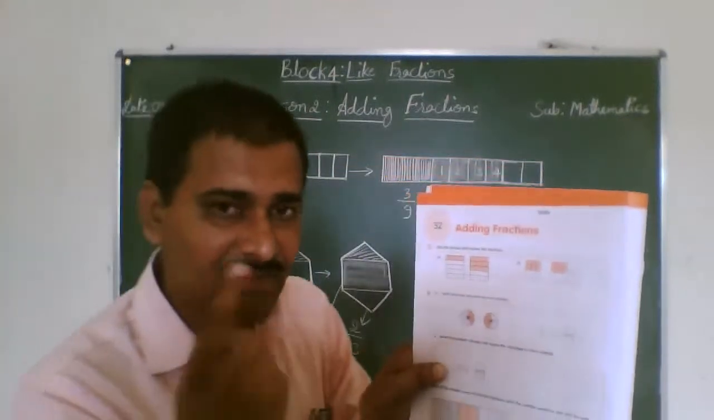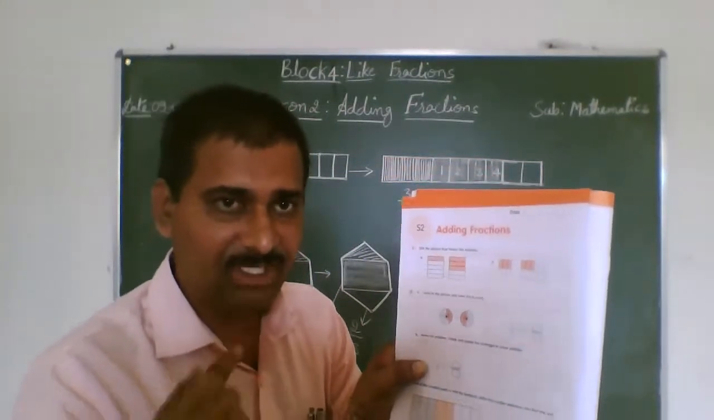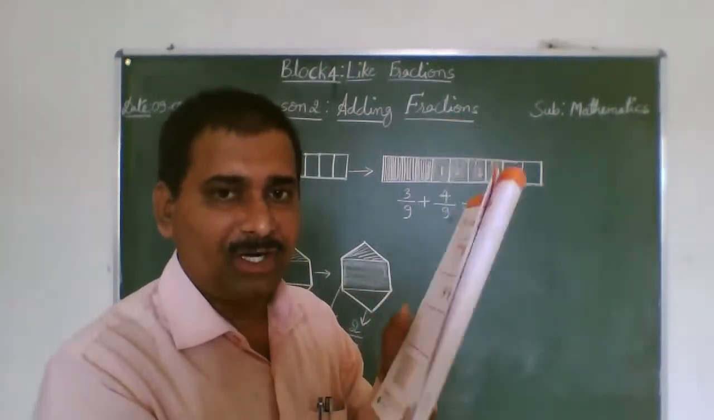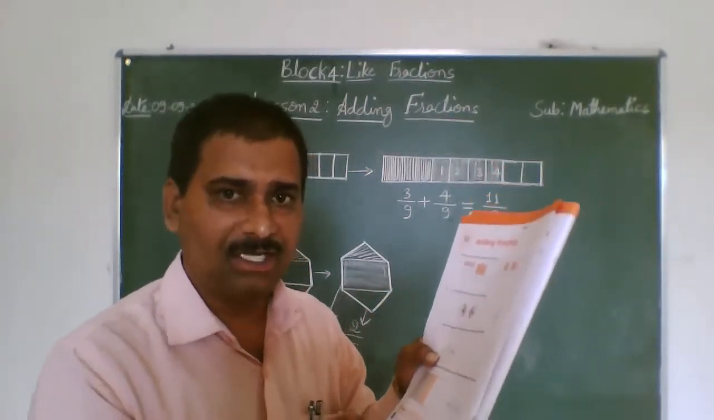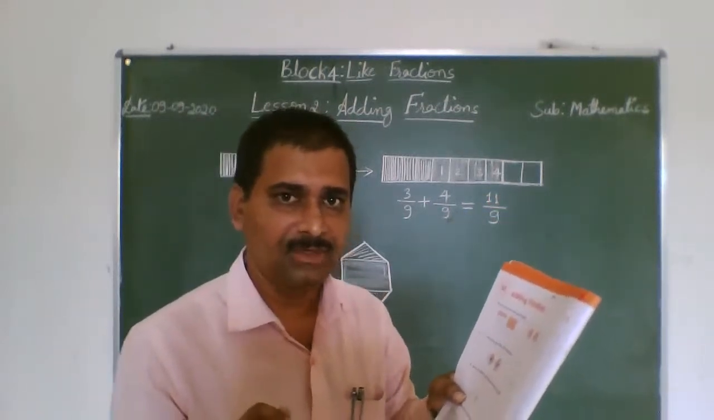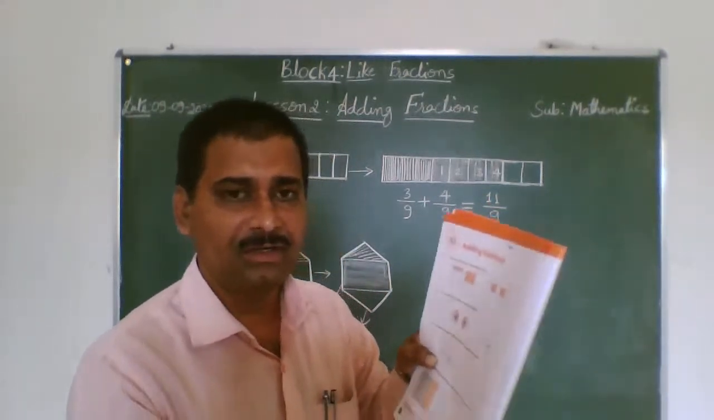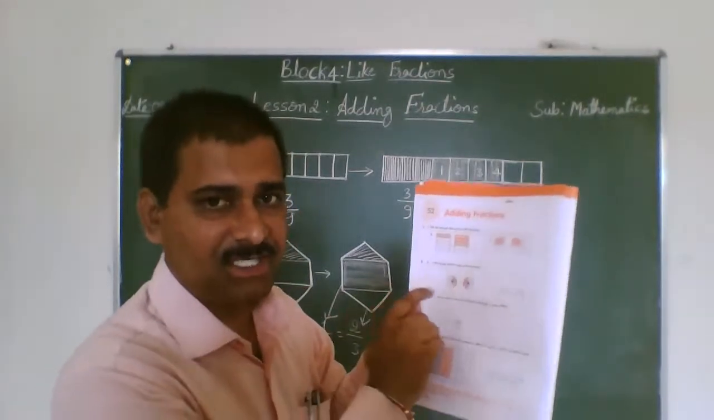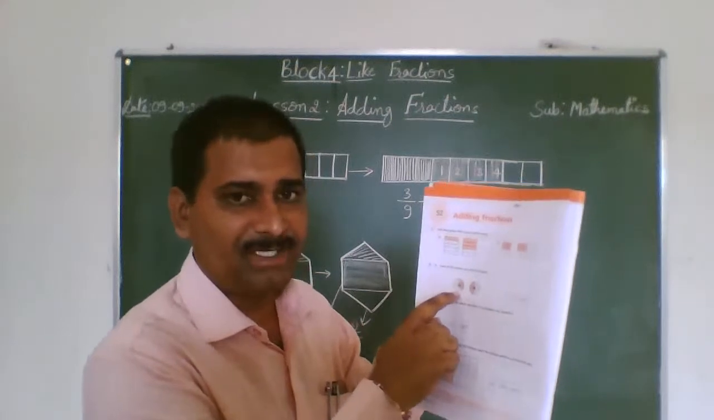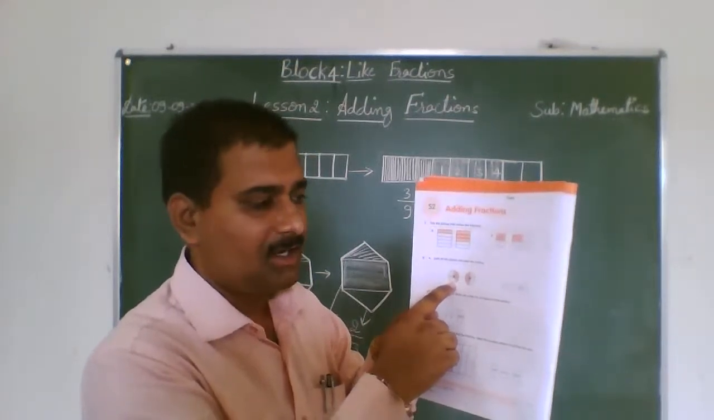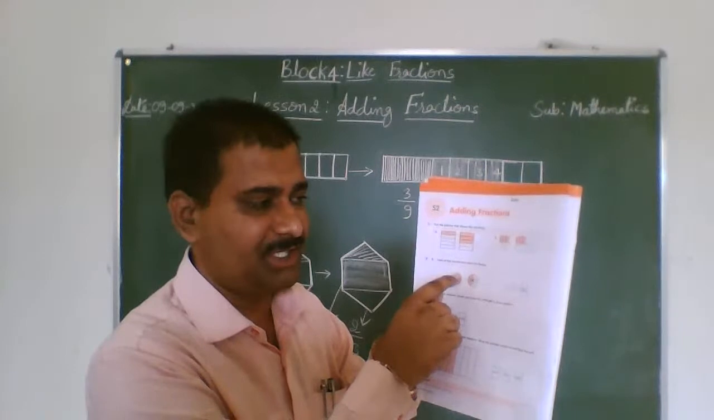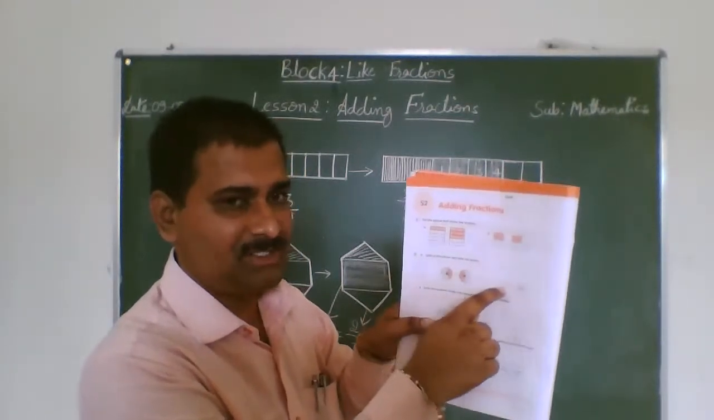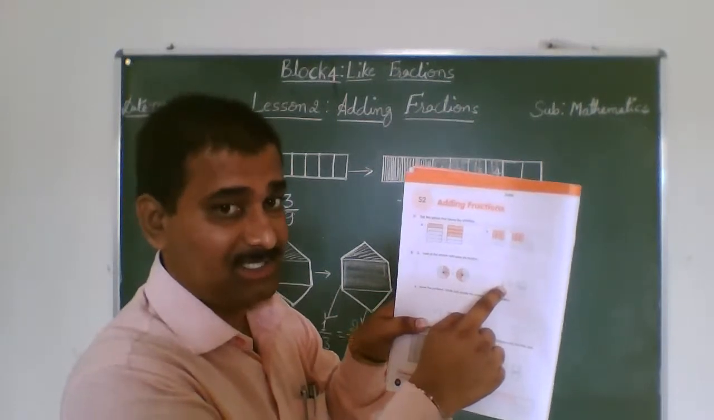You can observe your workbook when I am explaining now. It is going on live, you know. Open page number 18 of the workbook. See the second question. First circle: total 12 parts are divided in that circle. Out of 12 parts, 5 parts are shaded. So the value of the shaded part is 5 by 12. It is written there. You can see in your workbook.